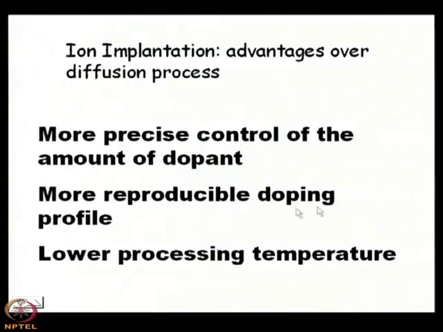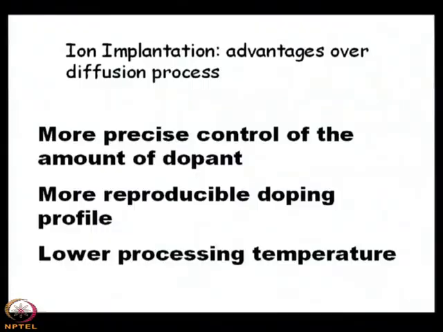And more reproducible doping profile. In case of diffusion, sometimes we find that the doping profile can change depending on the temperature, the dose, and the surface concentration. So, the profile can change. Profile means the trajectory inside the material from the surface to the maximum depth it has covered. Okay? So, these are the advantages of ion implantation. Remember that the most important advantage is the low temperature.